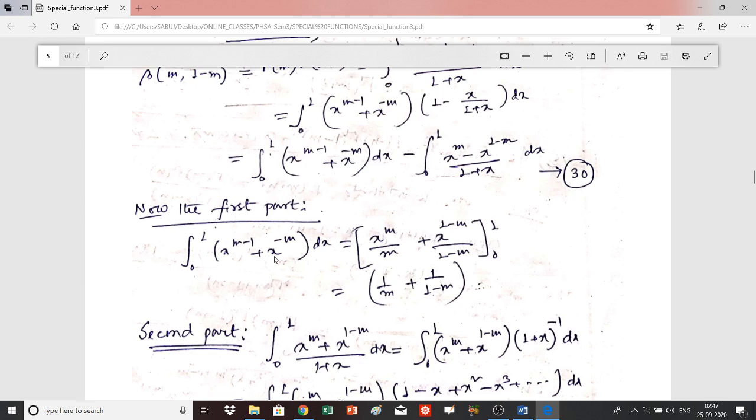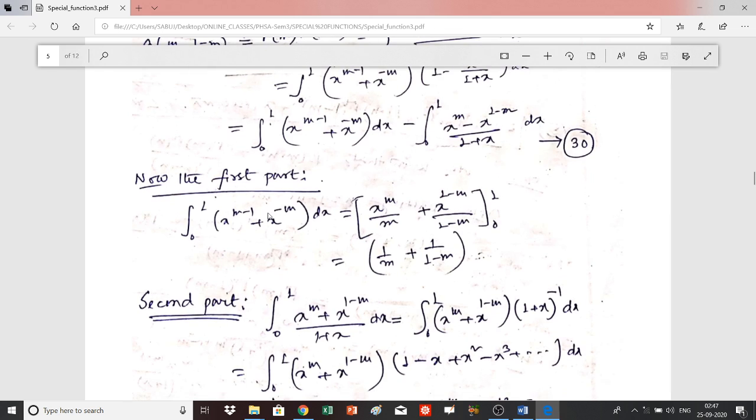Now the first part, that is the first integral that is written here, is equal to just integrating these two terms. The first term will give you x to the m by m, and from the second one x to the power minus m plus 1, that means 1 minus m, by 1 minus m, with limits 0 to 1. So the first integral gives you 1 by m plus 1 by 1 minus m.